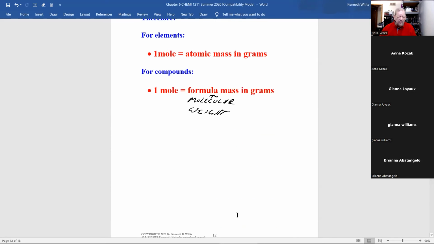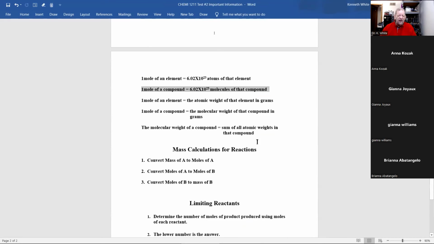And if we go to important information, test number 1, I've got to renumber this. Everybody see on the screen highlighted, 1 mole of an element equals the atomic weight of that element. Thank you, Anna. Thank you, Brianna. And everybody else, thank you for coming to class. And for those of you in YouTube land, thank you too.